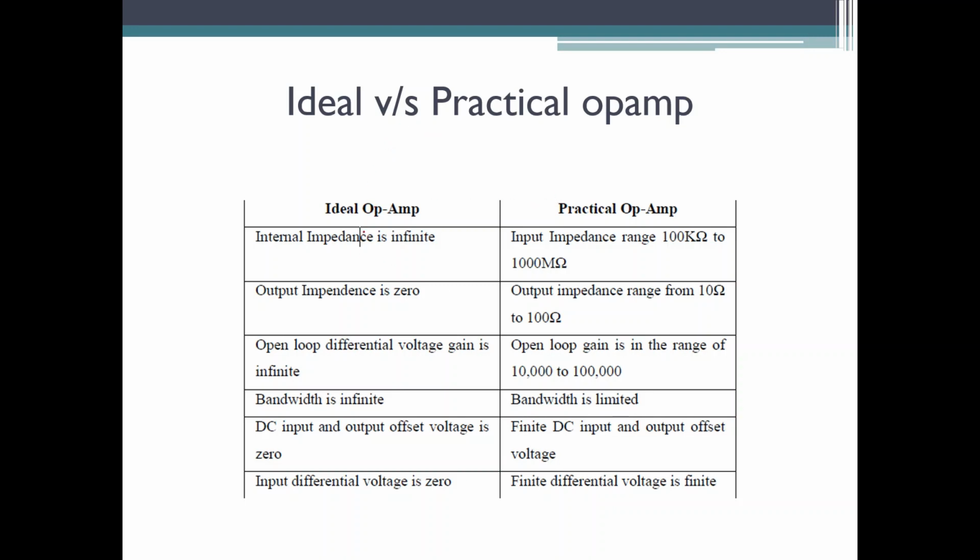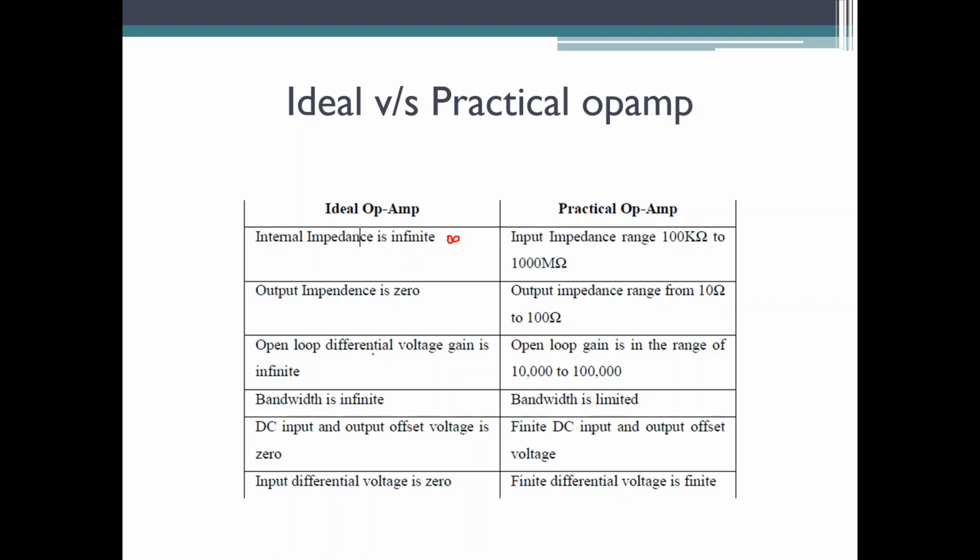So as I said, in case of your ideal op-amp, the input impedance is infinite, which means that no signal should be received. Whereas practically, my input impedance will range from 100 kilo ohm to 1000 mega ohm. This is where the practical value stands. We expect the output impedance to be 0, but practically output impedance cannot be 0. It will be very small, somewhere around tens to hundreds of ohms.